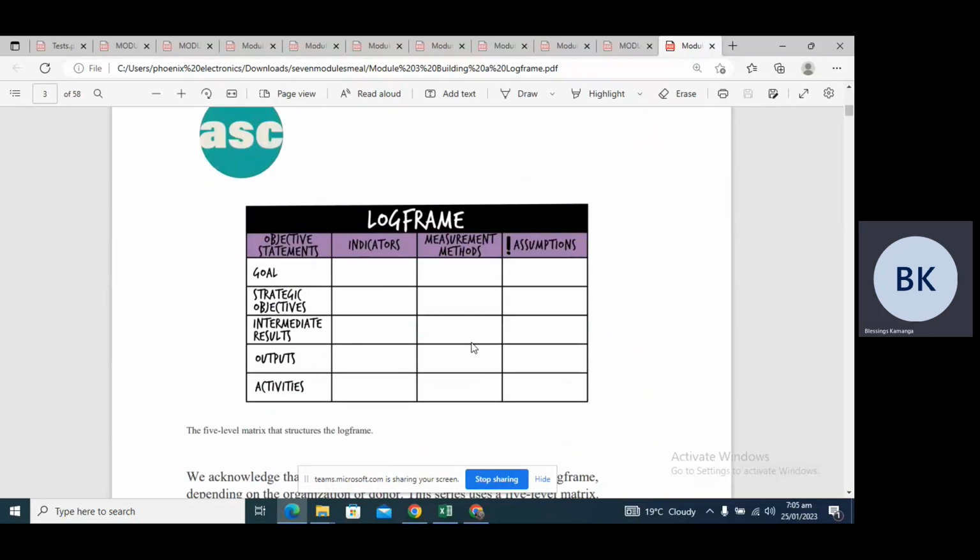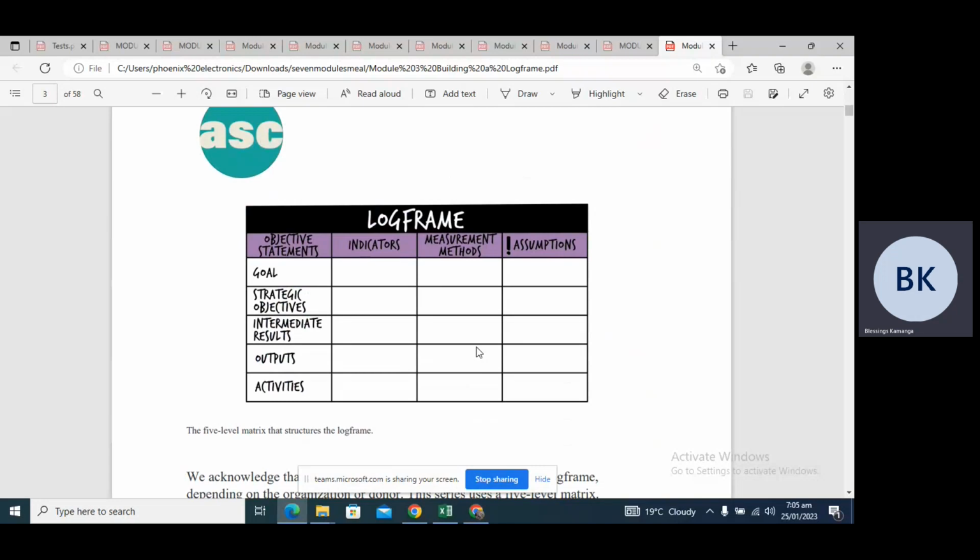So this is basically how a logical framework looks. We have 4 columns. A logical framework is usually a diagram which describes the project components and how they interact with each other within the monitoring and evaluation framework. So we have objective statements, which is the first column, and then we have the indicators. We have the measurement methods as well as the assumptions.